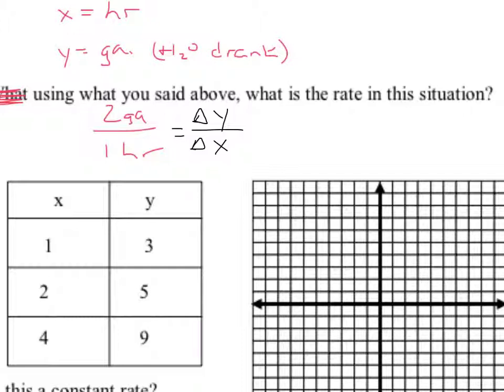Now, does anybody remember way back to last year at some point you talked about this idea right here, the change in y over change in x? Does anybody know what that stood for on a graph? Anybody remember that? Slope of a line. So what we can see here is that if we think about rates, rates graph a line, and the rate is equal to the slope of the line.